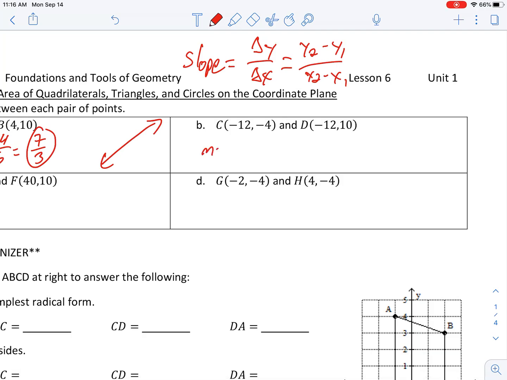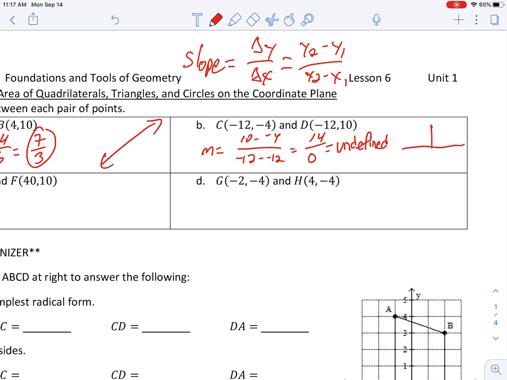Letter B, change in the y's. 10 minus a negative 4 over negative 12 minus a negative 12. 2 negatives make a positive, so I get 0 in the denominator. 14 divided by 0 is 0? If you did that, then you fell into that trap. You cannot divide by 0. We've talked about this a couple of times. This is what we call undefined. We cannot divide by 0. If you typed it into your calculator, you get an error message.